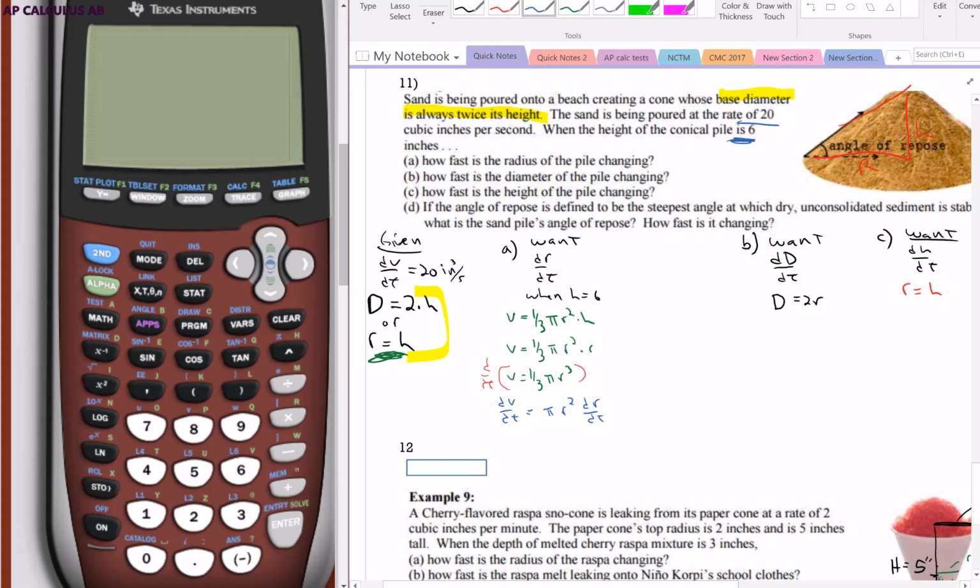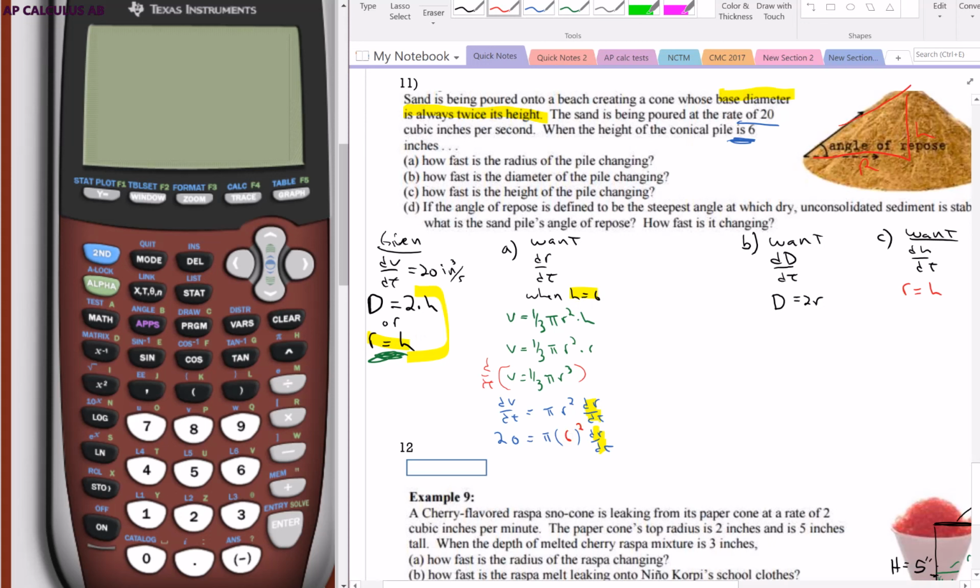We want dr/dt. We know dV/dt, right? dV/dt is 20. We know r. Ooh, we don't know r yet, so we're going to have to find r. And dr/dt is the thing we want, so that's the thing we can't plug in for, right? We don't know r, but we know h, right? We want to know when h equals 6. And I also know that r equals h. So if h equals 6, then r equals 6 as well, right?